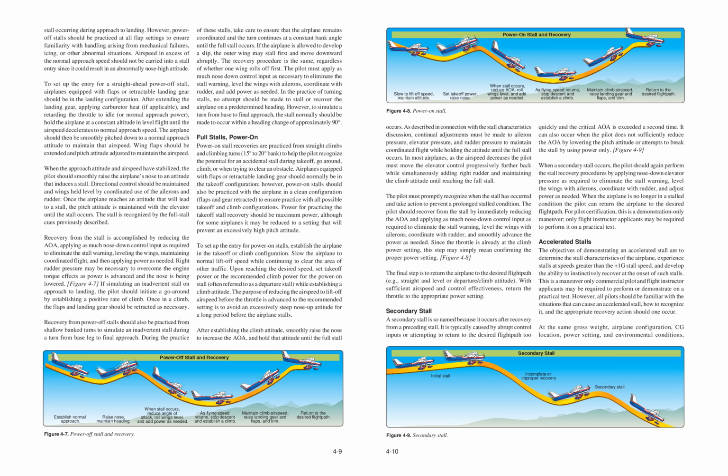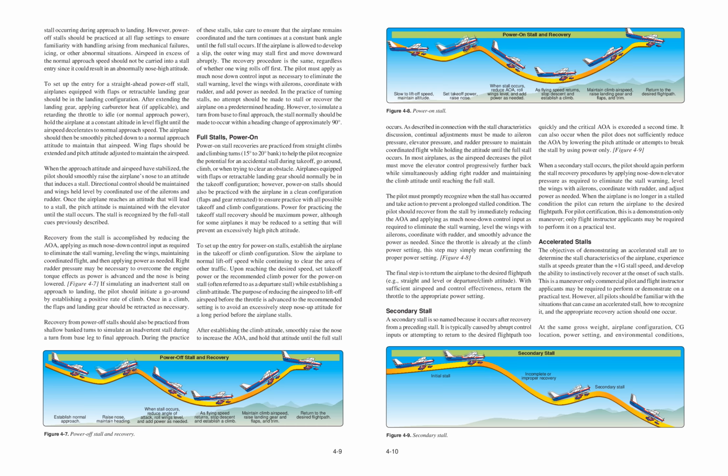When the approach attitude and airspeed have stabilized, the pilot should smoothly raise the airplane's nose to an attitude that induces a stall. Directional control should be maintained and wings held level by coordinated use of the ailerons and rudder. Once the airplane reaches an attitude that will lead to a stall, the pitch attitude is maintained with the elevator until the stall occurs. The stall is recognized by the full stall cues previously described.